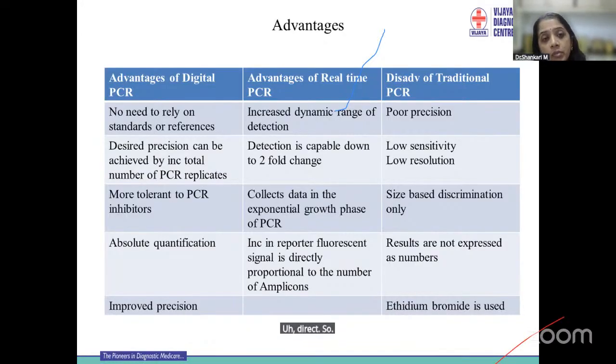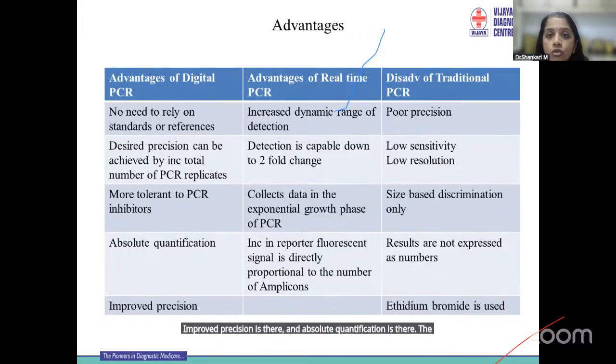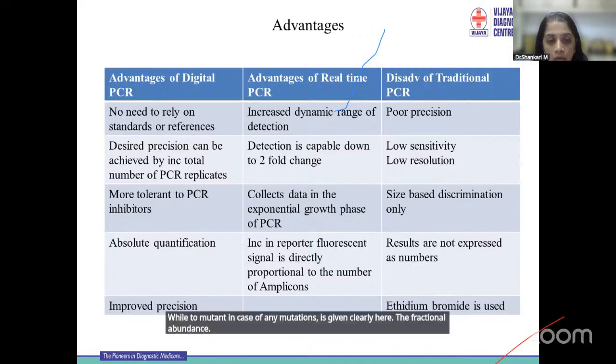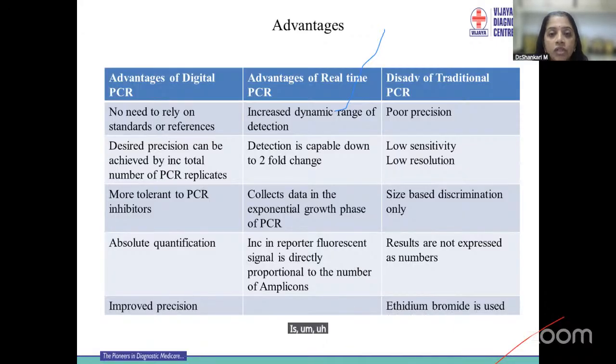Coming to digital PCR, the precision is very high. Improved precision is there, and absolute quantification is there. The percentage of wild type to mutant in case of any mutations is given clearly here. The fractional abundance is seen in the case of digital PCR.